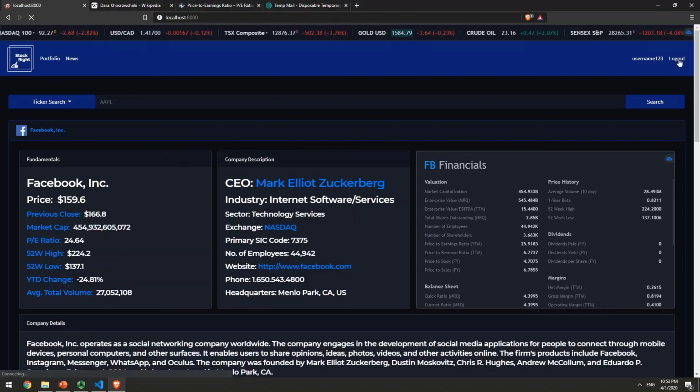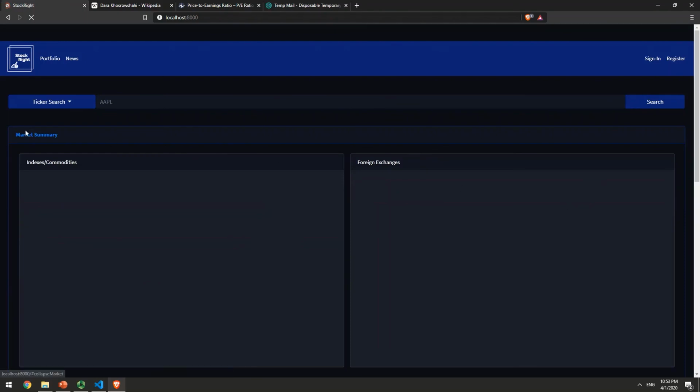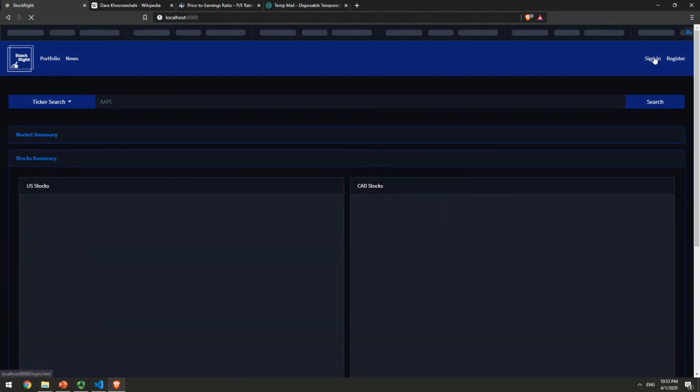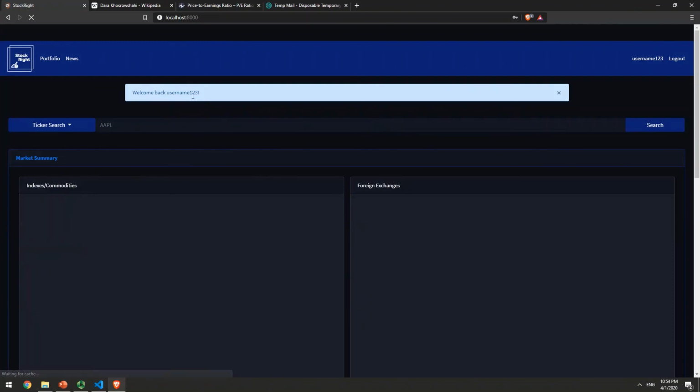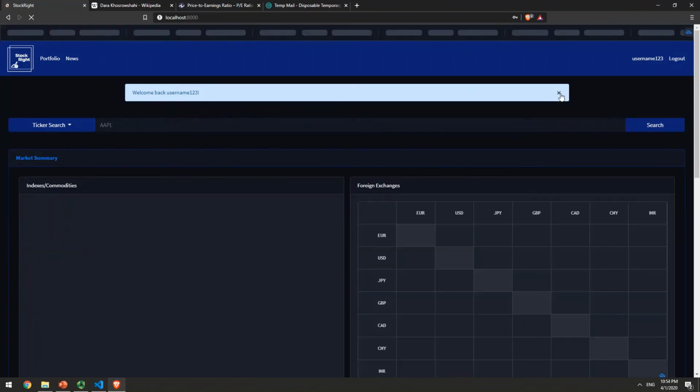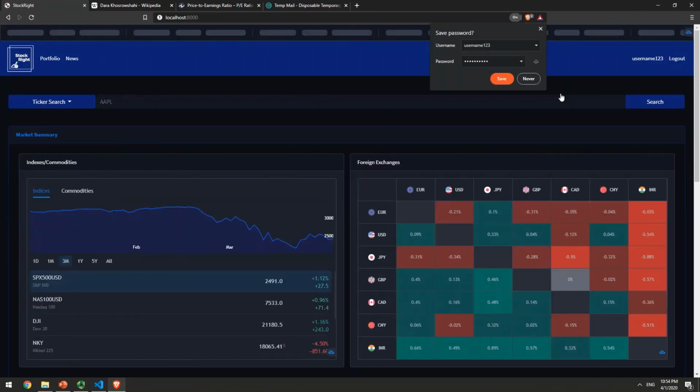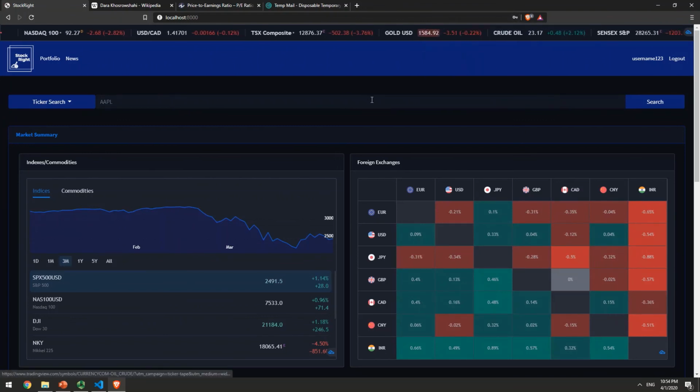Click on the logout button, and now we're logged out. And just to show you the login functionality, what was the username we had? Okay, we had username123, and then password. So we log right in. It tells you welcome back, gives you a little message, and that pretty much concludes the demo of this website.